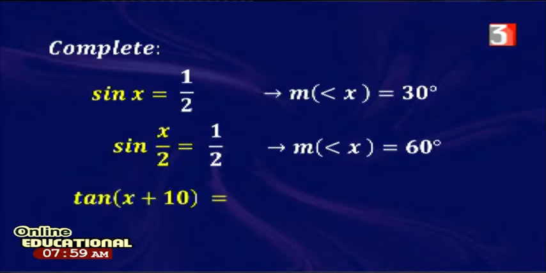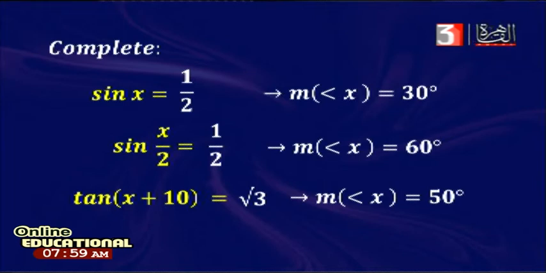Then, if sine of x plus 10 equals square root 3 over 2. In the same way, press the button shift sine square root 3 over 2. That's correct. You are going to obtain a result as 60. It means that x plus 10 equals 60. So x equals 50 degrees.